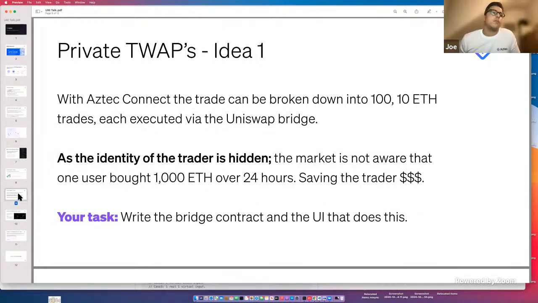So the first, simpler task is to write a bridge contract. We've got a bridge contract at the moment which supports Uniswap v2. We'd like to see it updated to Uniswap v3, and we'd like to see a UI that enables someone to come along and create a load of Aztec transactions that allow a trader to split a large trade into lots of small trades that can be drip fed into the market over time, protecting their privacy.